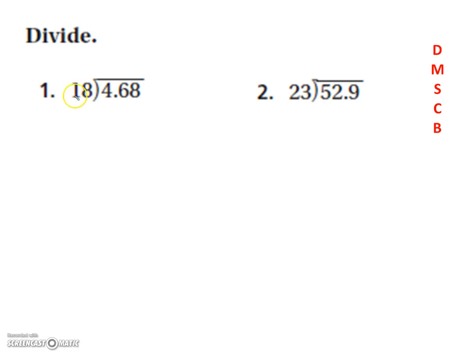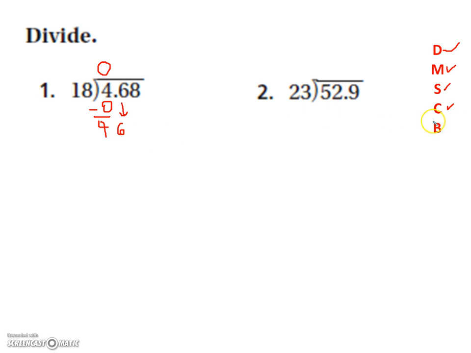4.68 divided by 18. 18 goes into 4 0 times. 0 times 18 is 0. I subtract, and I get 4. 4 is less than 18, so I did the divide step, multiply step, I subtracted and I checked. Now I'm going to bring down.